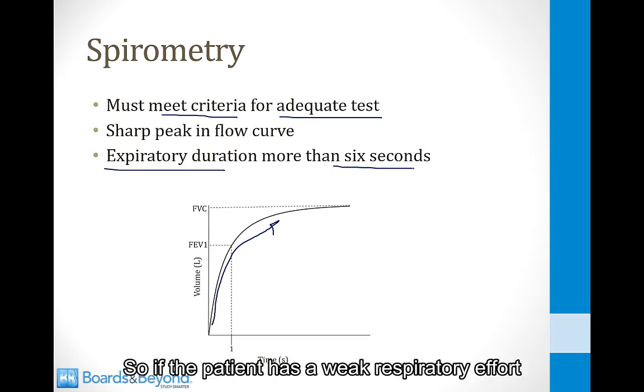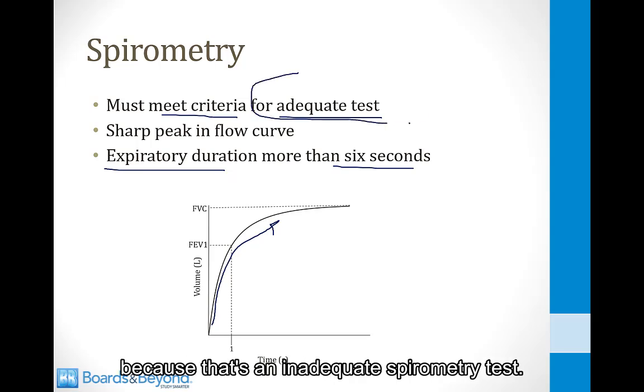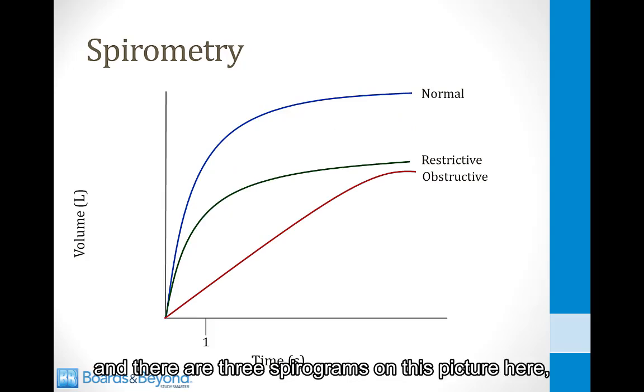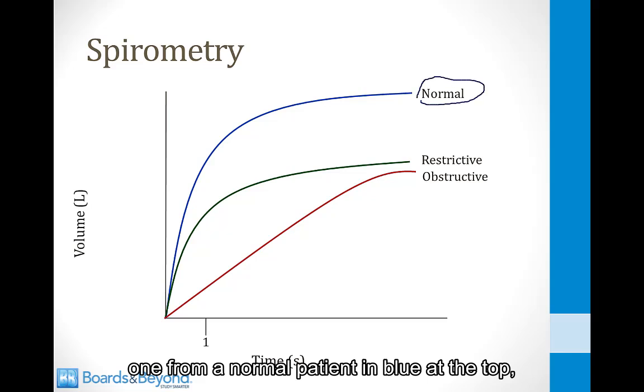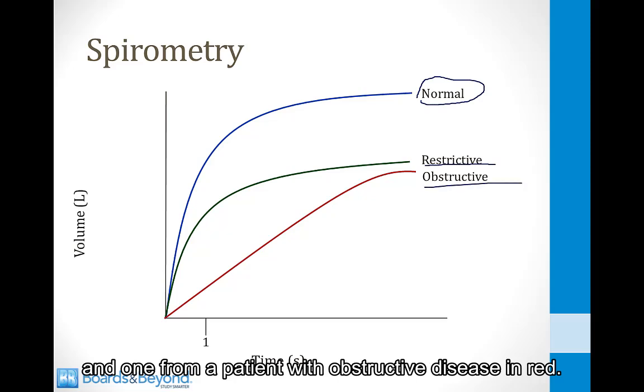So if the patient has a weak respiratory effort and the test is over in 1 or 2 seconds and it doesn't show a nice peak, then you need to repeat the test because that's an inadequate spirometry test. The data you get from a spirometry test is called a spirogram, and there are 3 spirograms on this picture here, one from a normal patient in blue at the top, one from a patient with restrictive disease in green, and one from a patient with obstructive disease in red.